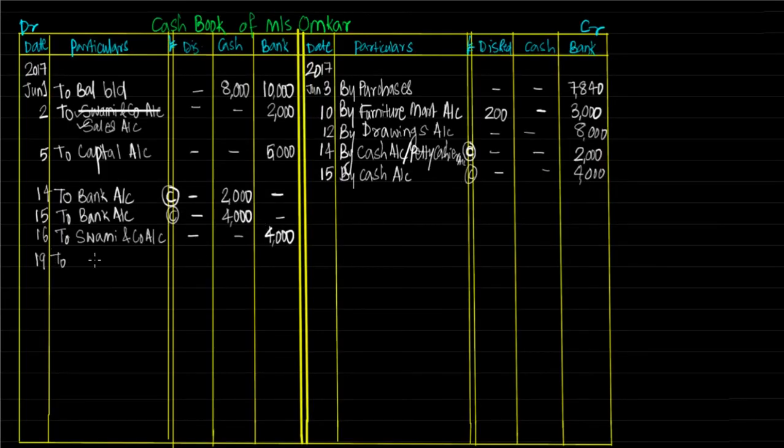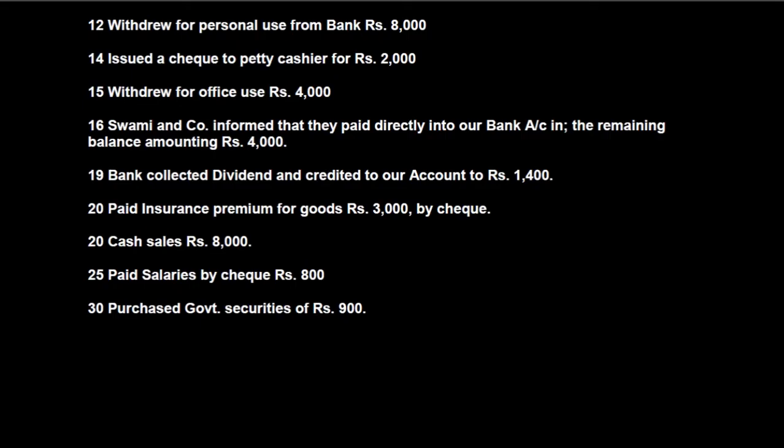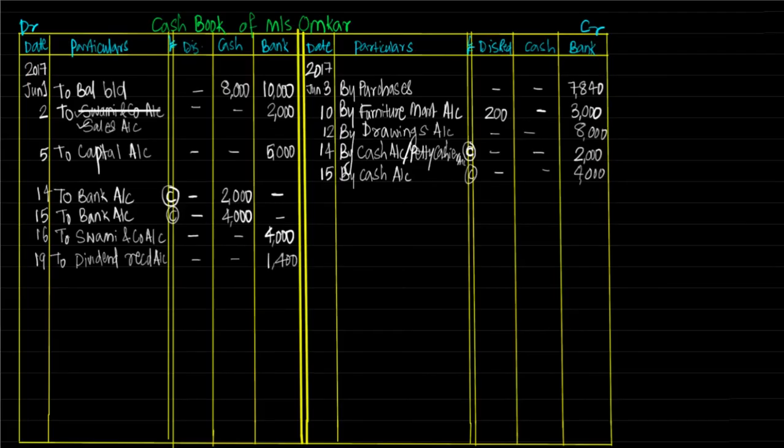On 19th, bank collected dividend and credited to our account rupees 1,400. Here our bank balance would increase, hence in debit of cash book we would say to dividend received account 1,400. On 28th of June, paid insurance premium for goods rupees 3,000 by check. Insurance premium is paid by check, so bank balance would get reduced here. On 28th of June, by insurance premium account 3,000.